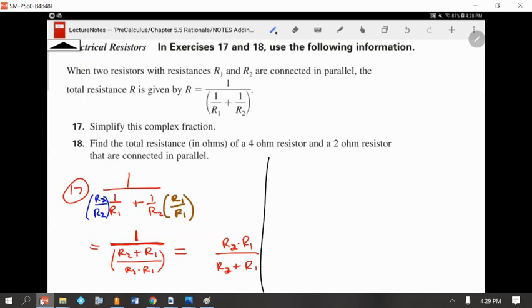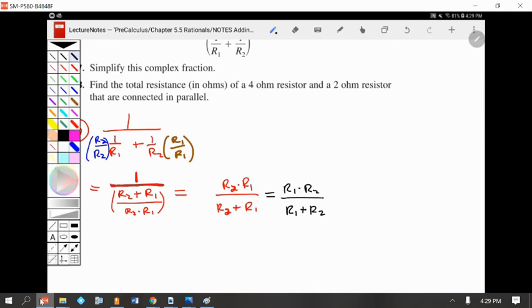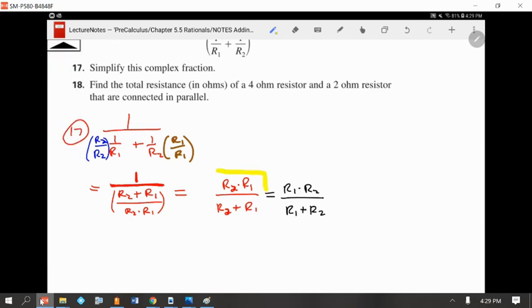But that's it right there: R2 times R1 over R2 plus R1. Because 1 divided by that is the same thing as 1 times its reciprocal. So when I do 1 times the reciprocal, I just get the reciprocal. As I was saying a minute ago, this might more commonly be written, if this is in an electrical engineering book, in chronological order: R1 times R2 divided by R1 plus R2. Those are exactly the same thing, right?